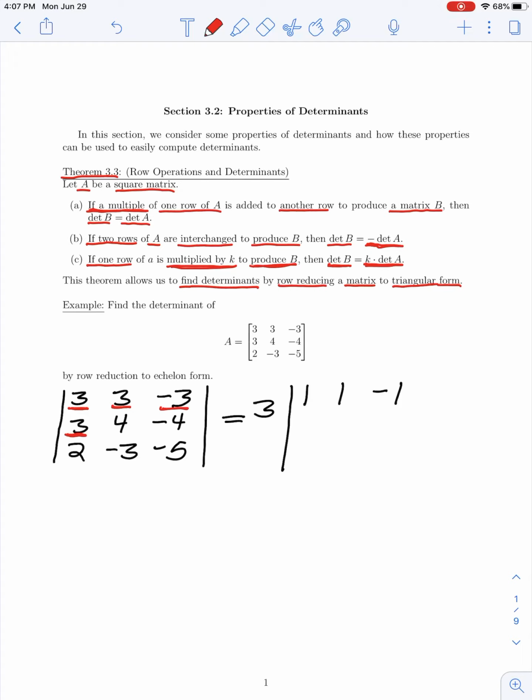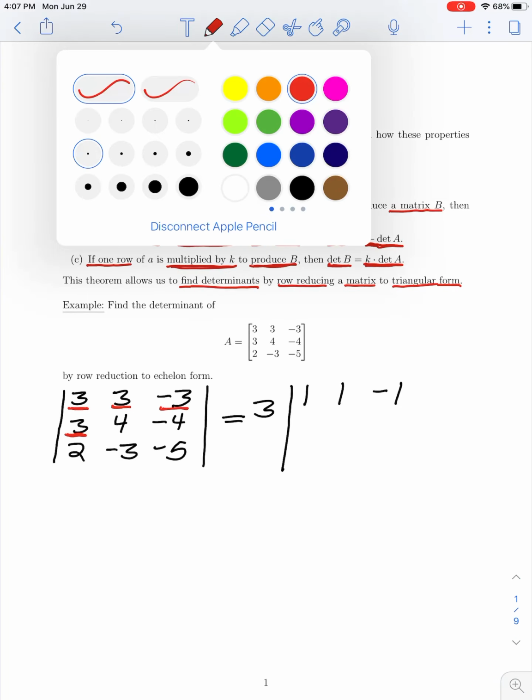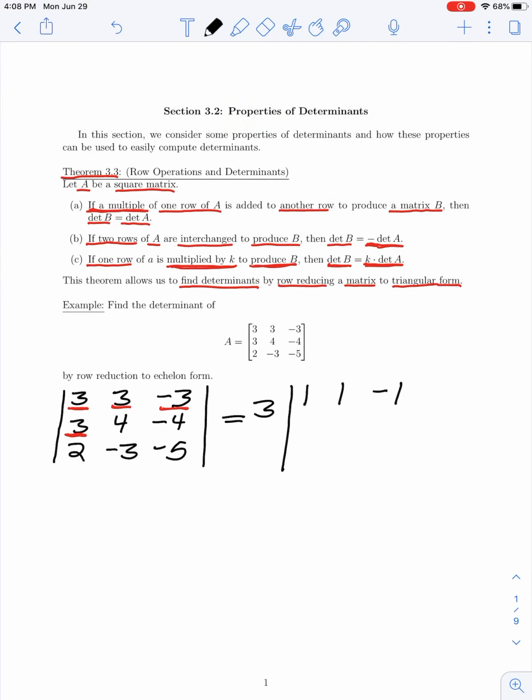And I could do that by taking my first row, multiplying by negative 1, and then adding it to the second row. So using property A of Theorem 3.3, that says it would not change the value of the determinant. So if we perform that operation, we would have 0, 1, and negative 1. And for right now, I'm going to leave my third row alone. We've got 2, negative 3, negative 5.